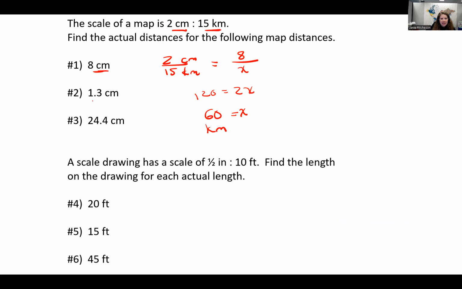All right, you're going to do the same thing for these two. Everything's going to stay the same except for this number. This is going to be 1.3, and then it's going to be 24.4. You're going to cross multiply and divide.